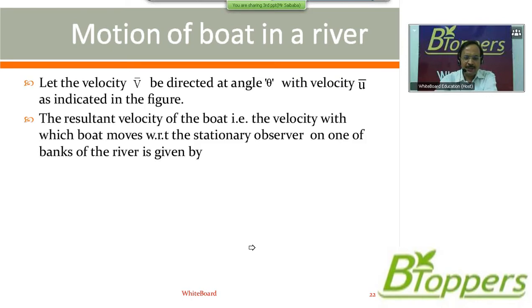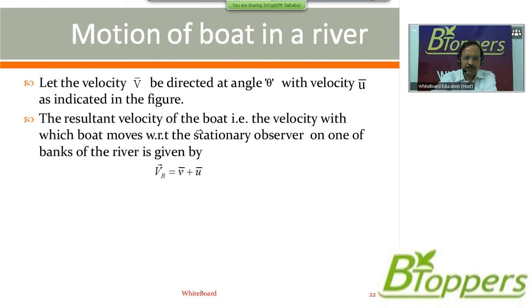Here V bar makes angle theta with U bar in the figure I have shown previously. The resultant velocity of the boat, that is, the velocity with which the boat moves with respect to a stationary observer on one of the banks of the river, is given by VR bar equal to V bar plus U bar.